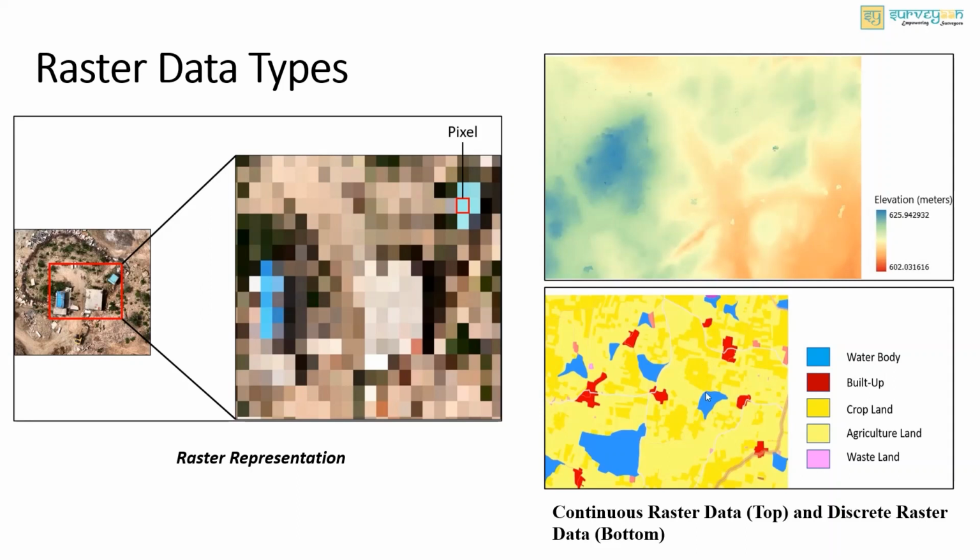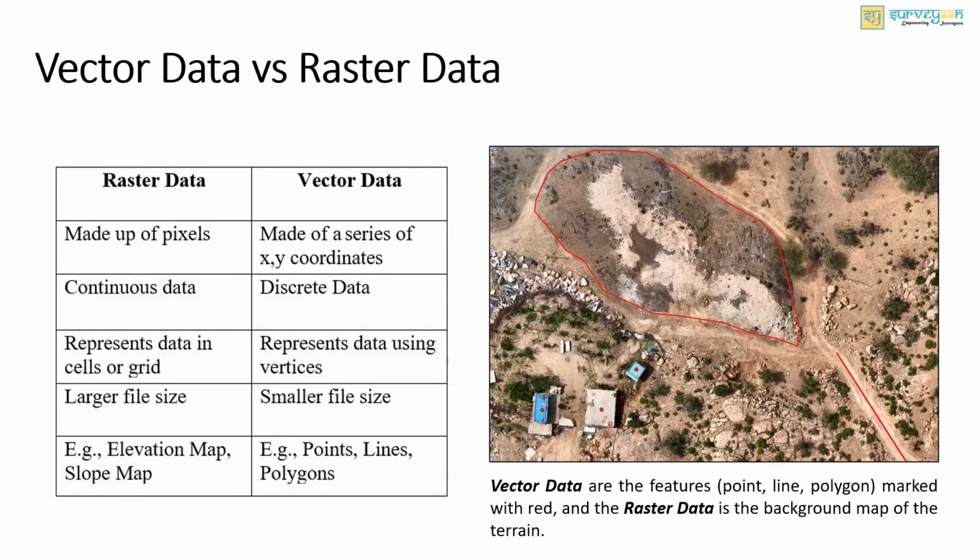In discrete data, the geographic data only occurs in specific location and can exist independently. Here in the image, you can see the land use land cover map, and here the image represents the discrete data. The area in this image is divided into 5 classes, such as the cropland, agriculture land, wasteland, water body, and buildup. The spatial data can be represented in vector as well as raster data.